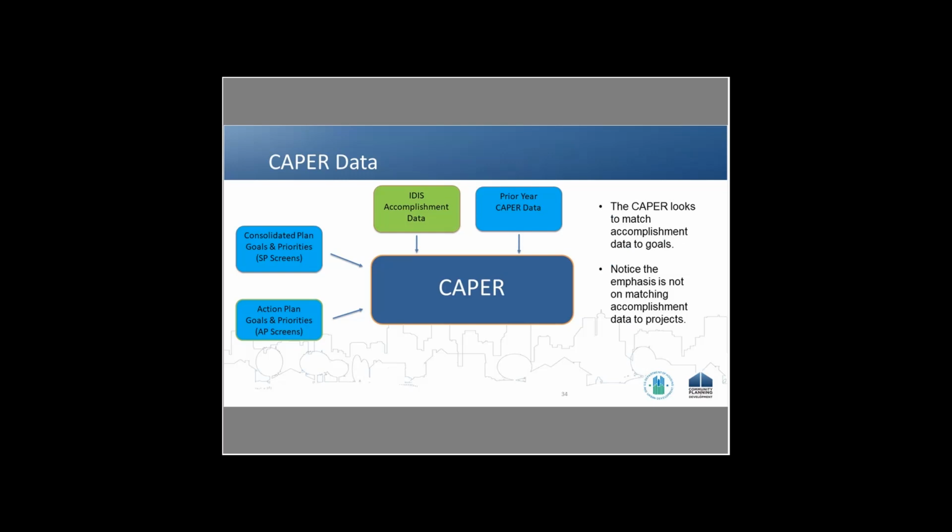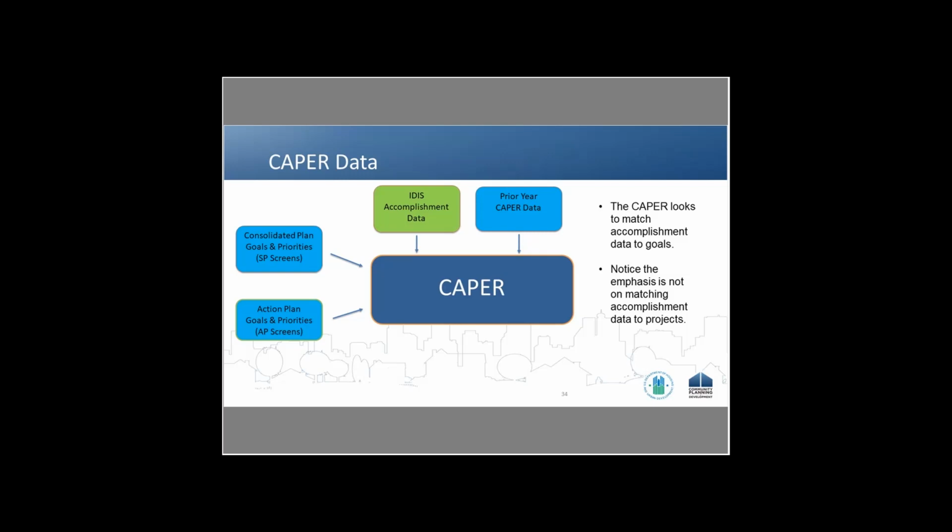The CAPR is designed within the system to match up all of your accomplishment data. Here, what's in green, the IDIS accomplishment data, with the outcomes that you establish and the goals that you set for yourself in your consolidated plan and in your action plan. It's not matching that accomplishment data to individual projects.